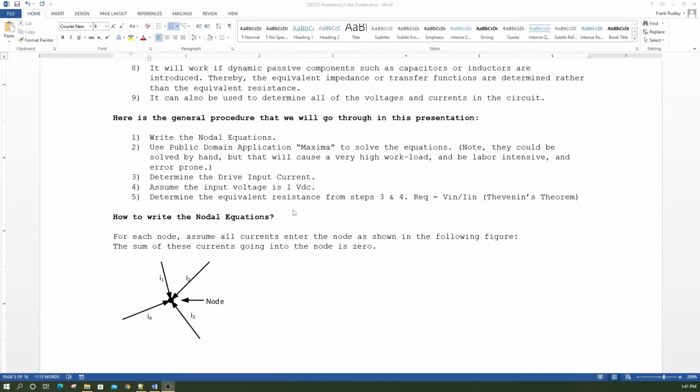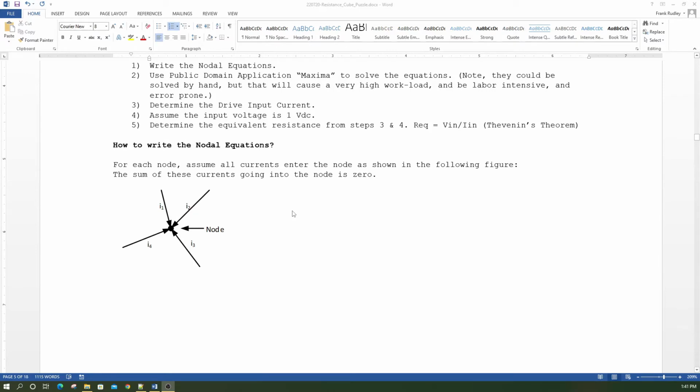So how to write nodal equations? For each node, I have one here that has 4 lines going into it. So this point is considered a node. You want to look at it as all the currents going into the node. They're all pointing into the node. So the sum of all currents going into the node, by Kirchhoff's laws, is 0.